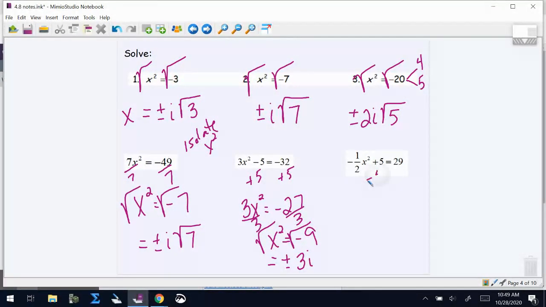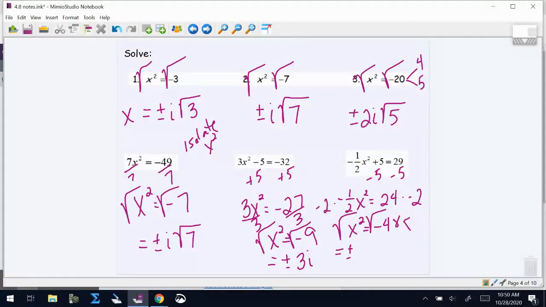Next one, I'm going to subtract 5 to start the process of isolating the x squared. That's going to give me a 24. To get rid of the negative 1/2 coefficient, you're going to multiply both sides by the reciprocal, which is negative 2. So multiply by negative 2. So you get negative 48. Now I'm ready to take the square root of both sides. So I get plus or minus.